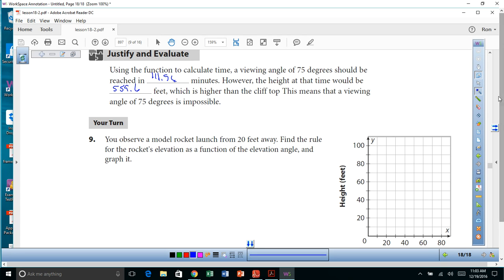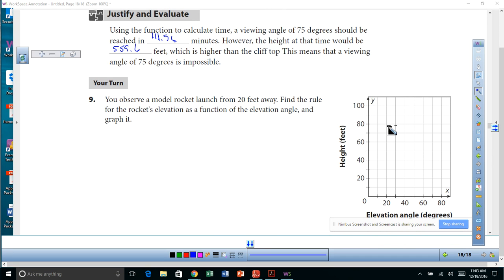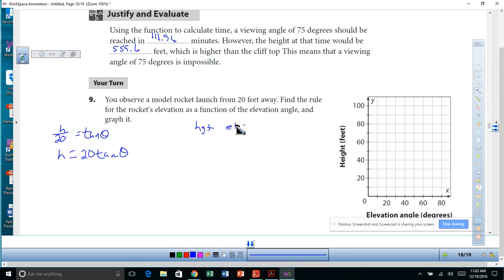All right, let's take a look at this next one here. You observe a model rocket launch from 20 feet away. Find the rule for the rocket's elevation as a function of the elevation angle and graph it. So we're going to have h over 20 equals tangent theta, the height over 20. So h equals 20 tangent theta, right? Okay, so height and then elevation.